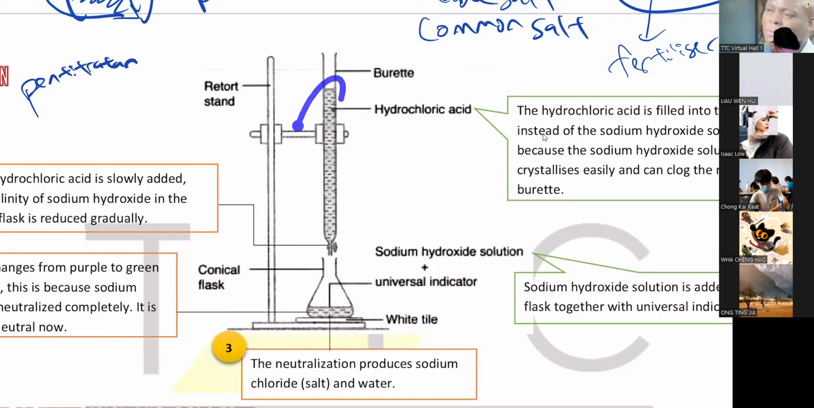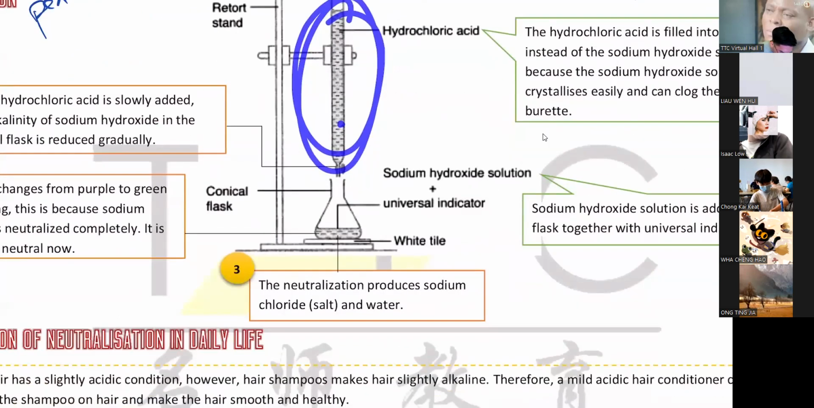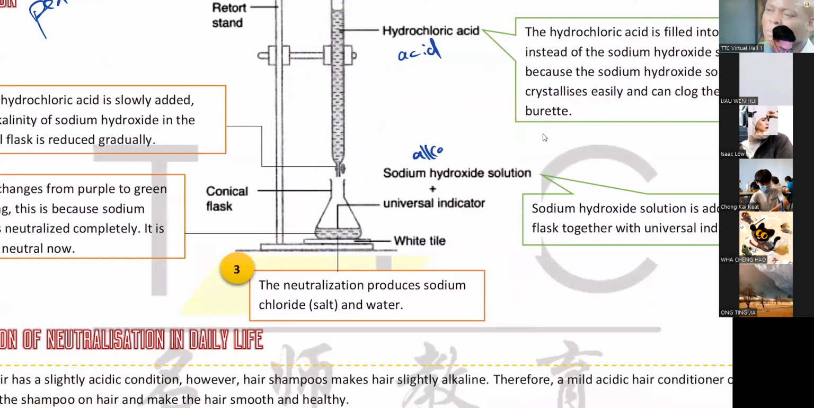Anyway, this is your acid that you put up there, and then you drop your acid into this conical flask, which has your alkaline. So the acid we put up there, and the alkaline we put down here.